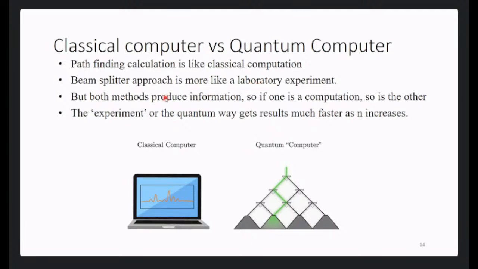But you can see that both methods actually produce the same information, or both methods are solving the same problem, whether the photon is interfering constructively or destructively. So if you say the pen and paper method is a computation, you can also say the laboratory experiment is a computation. The only difference is that as the number of levels n increases, the quantum way of doing things gets much faster. So I'll pause here for a couple of minutes to let that sink in.